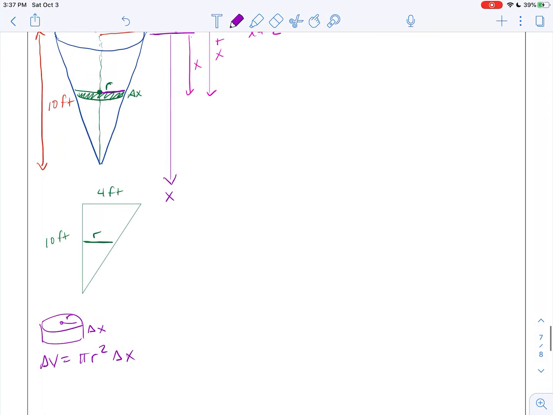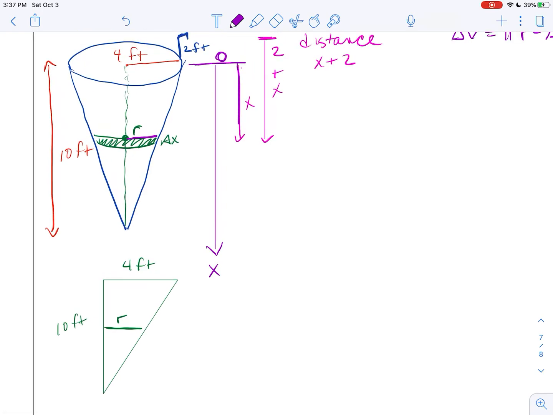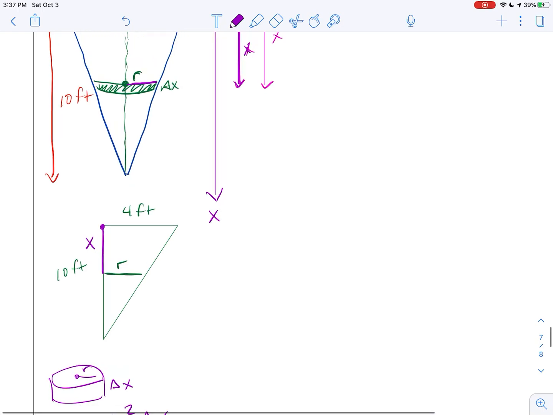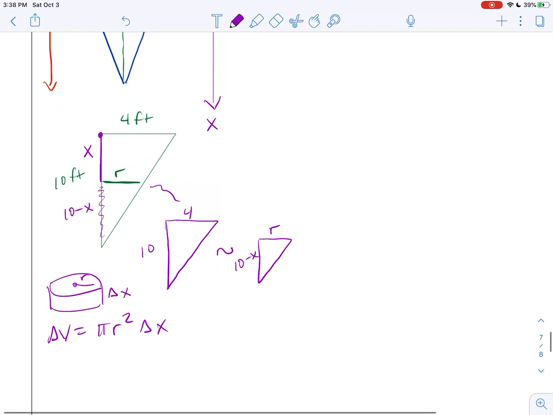All right, so I see that I've got similar triangles. So in this triangle down here, since I used the distance from 0, the top of that triangle is going to be x. I know that from the top down here is going to be x, and that tells me that this distance down here is going to be 10 minus x of the whole thing. I can break the two triangles apart. And I could say that the bigger triangle with 10 and 4 is similar to the little triangle with r and 10 minus x. Good. And what do we know about similar triangles? The corresponding sides are proportional.